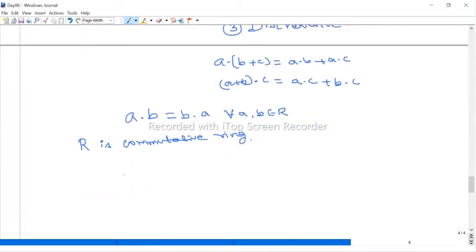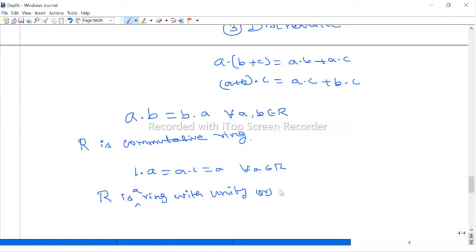Okay. Suppose some ring contains an element 1 satisfying 1 dot A equal to A dot 1 equal to A. If you take any A in the ring and there is one element, namely 1, satisfying this property, then we say R is a ring with identity. This one is called identity, or sometimes called unity. Ring with unity, or sometimes called ring with identity.